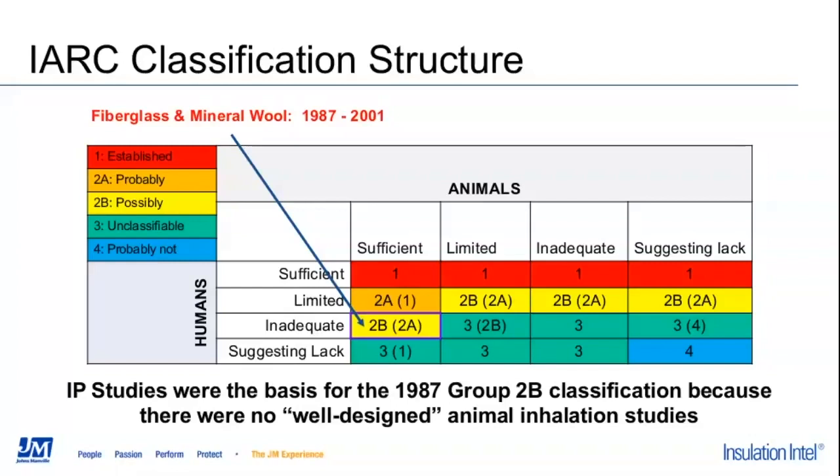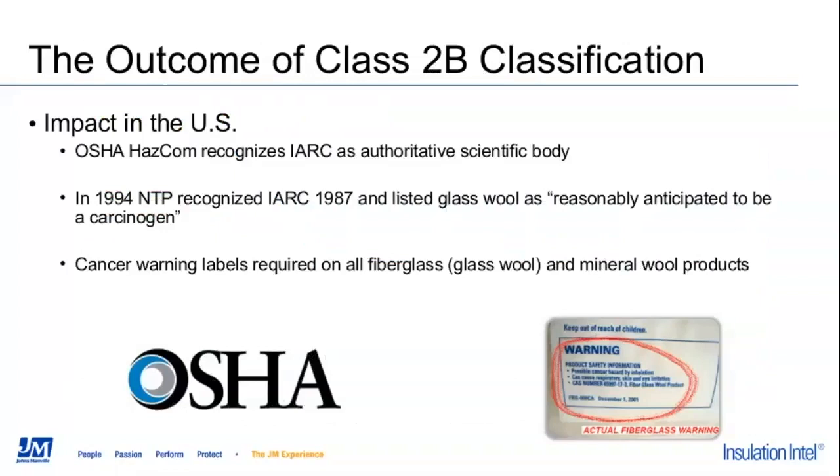And the problem with that is that although IARC back in 1987 recognized that the IP studies were done by a route of exposure that wasn't relevant to what happens in humans, they nevertheless thought that's all they had, and so there were no what they called well-designed animal inhalation studies, and so they just went with those early IP studies. Now, in the United States, there was a definite impact of that Class 2B classification decision by IARC in 1987.